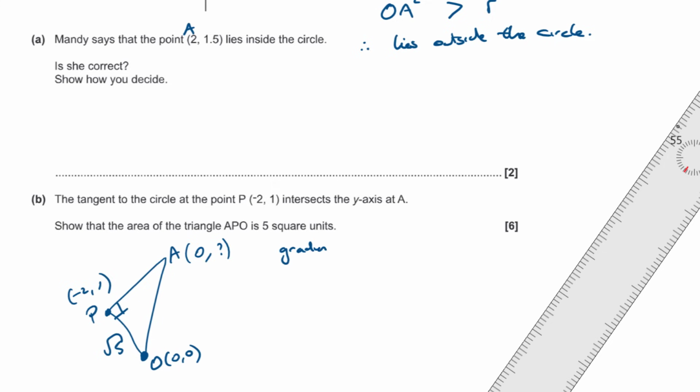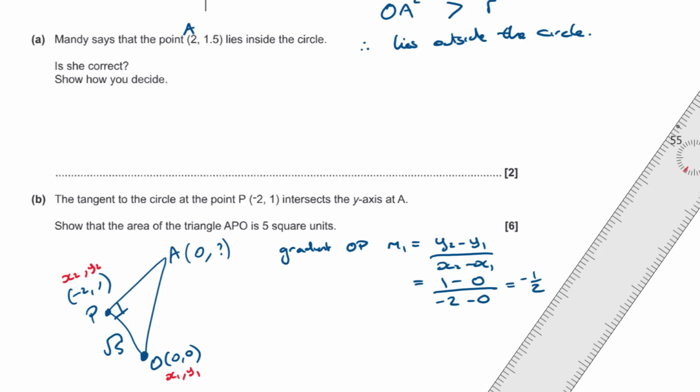So the gradient of OP, let's call it M1, that's going to be the change in Y, so Y2 minus Y1, so let's call this X1, Y1, and this X2, Y2. So the gradient is change in Y, Y2 minus Y1 over X2 minus X1. So that is Y2, which is 1 minus 0, divided by X2 minus 2, subtract 0. So that's going to be negative a half then, isn't it? So that equals minus a half.